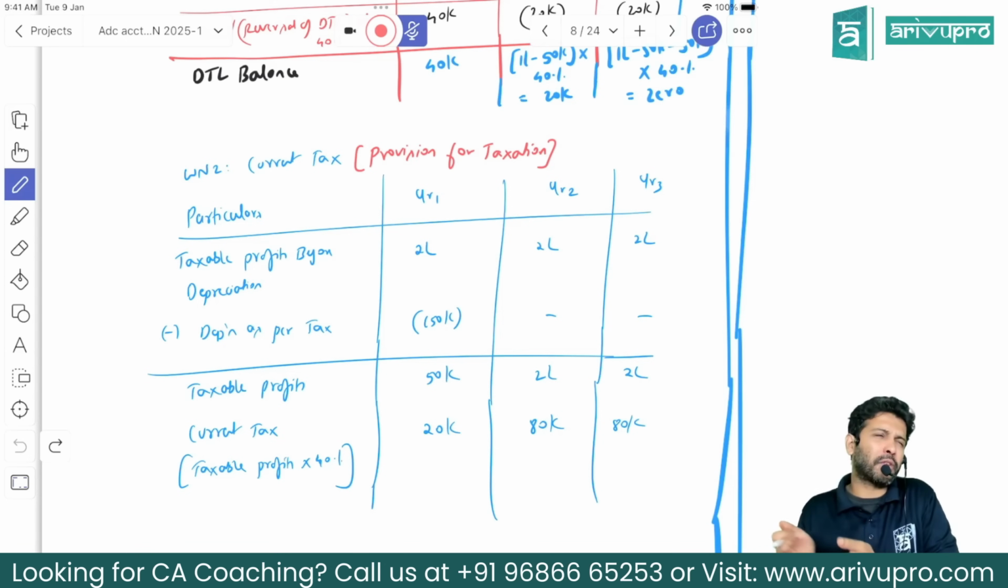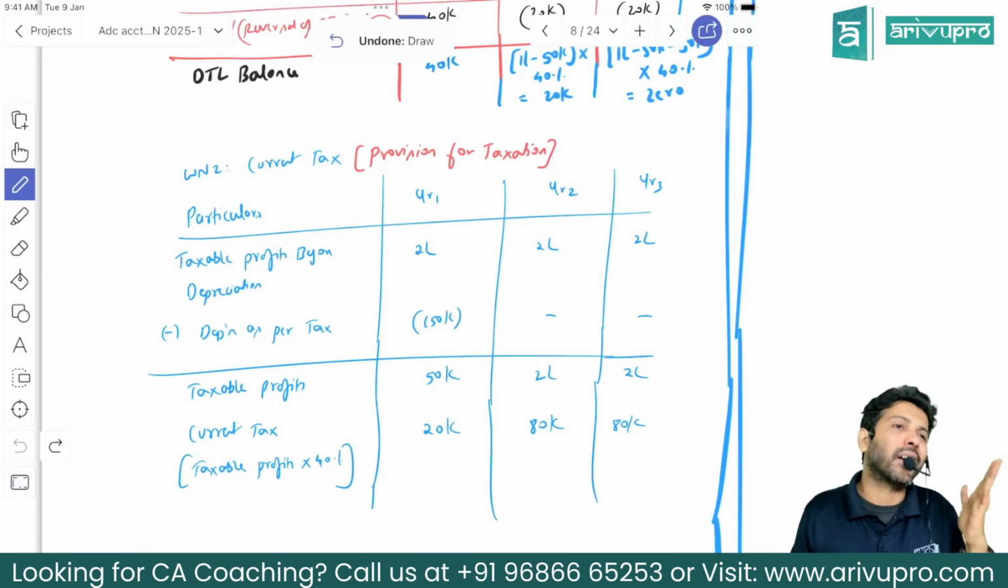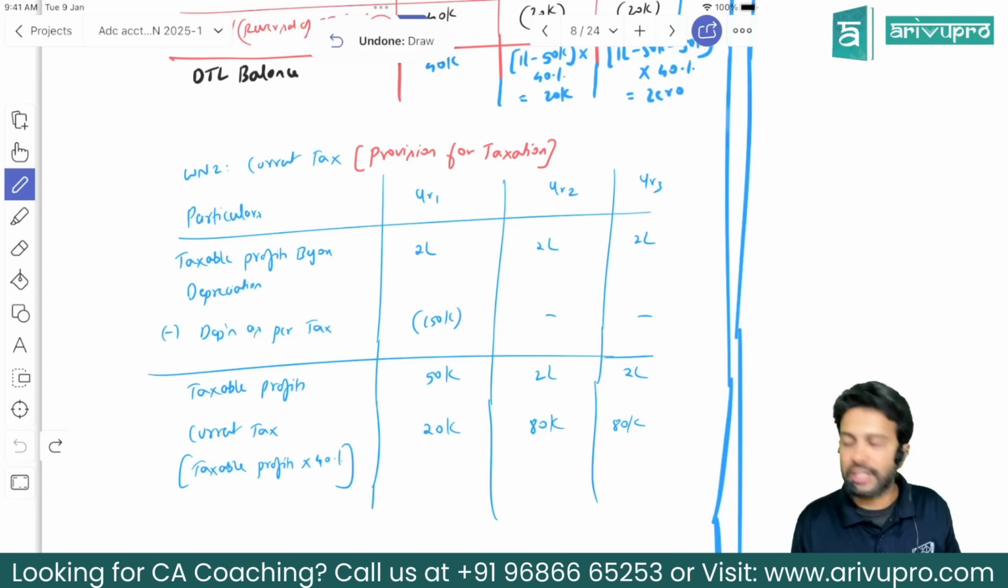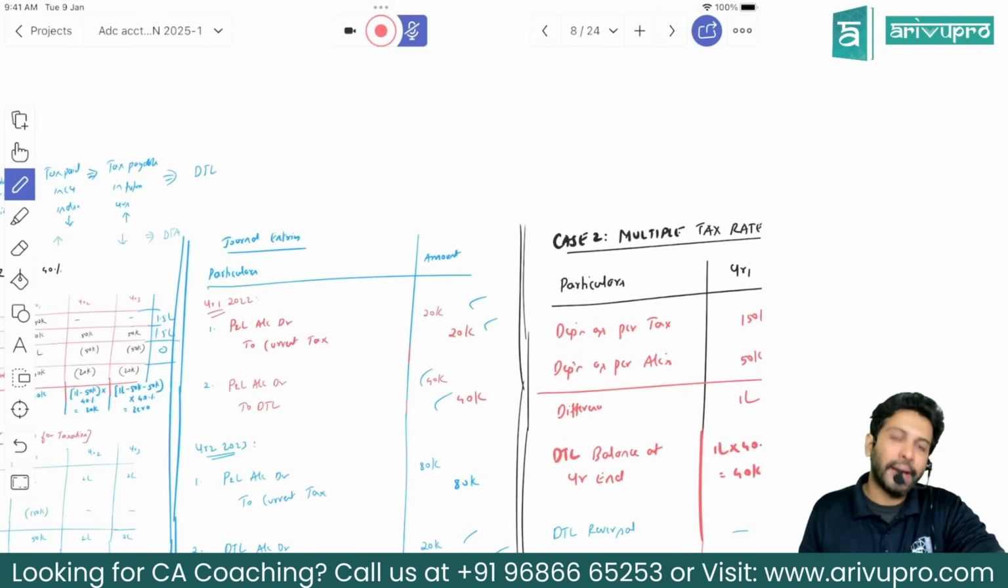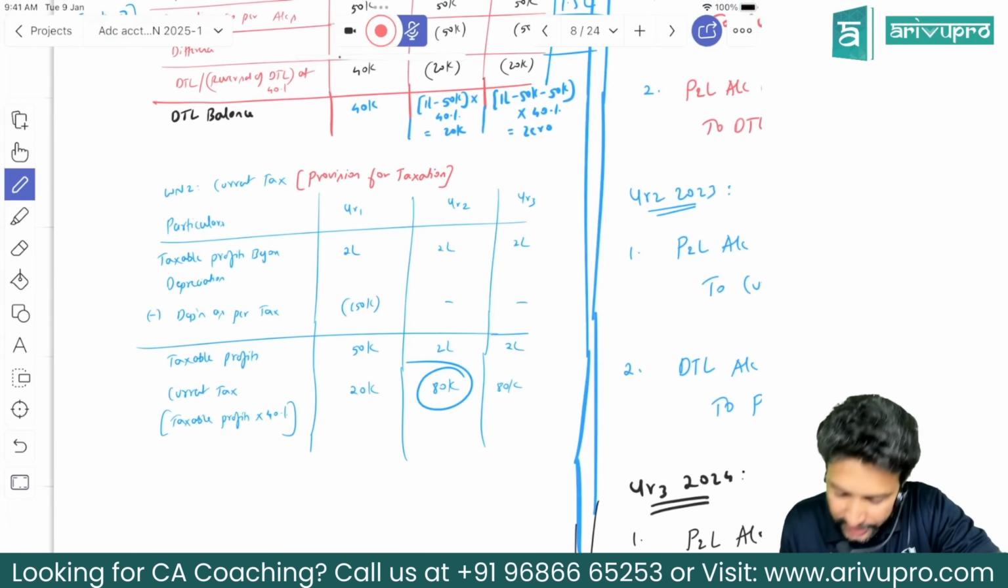So instead of provision for tax, here we give a fancy name as what? Current tax. So what is the journal entry? Tell me, sir. First year, what you will pass? P&L account debit to current tax. How much? 20,000. How much is the provision for tax for second year?